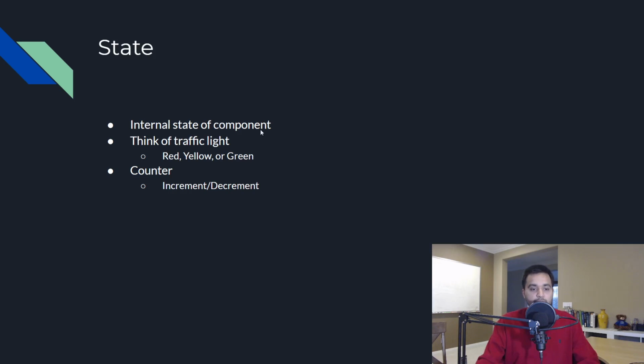Let's go over two examples, like a traffic light, right? You want to keep track of red, yellow, or green, right? Like should red be turned on, should yellow be turned on, or should green be turned on? Or if you have a counter with a number, you should have an increment or decrement method that manipulates the state of the counter value, right? So these kinds of things.